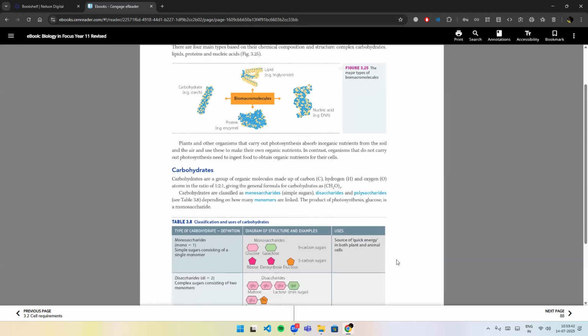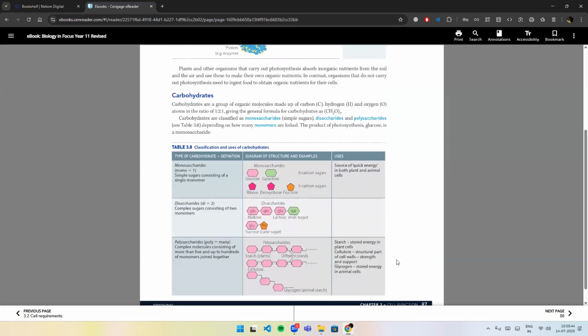Plants and other organisms carry out photosynthesis, absorb inorganic nutrients from the soil and the air, and use these to make their own organic nutrients. In contrast, organisms that do not carry out photosynthesis need to ingest food to obtain organic nutrients for their cells. Carbohydrates.